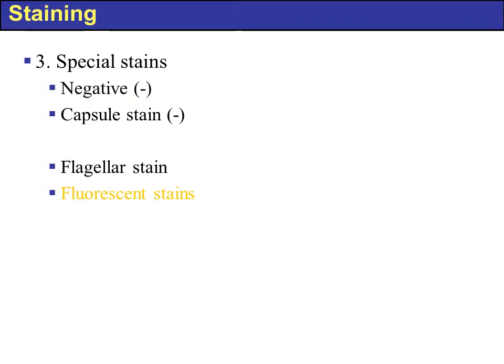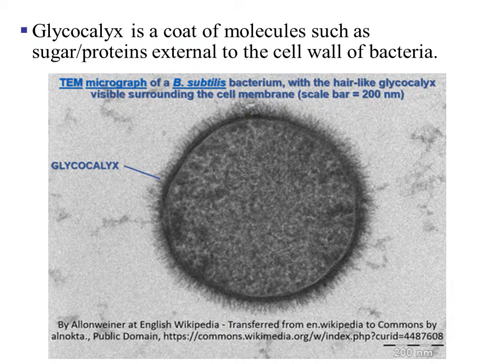The third category of staining is special staining. We're going to talk about a negative stain, a capsule stain, and the flagellar stain. The glycocalyx is a coat of molecules such as sugars and proteins that are external to the cell wall of bacteria. So this is outside of the NAG and NAM. This is outside of the peptidoglycan.